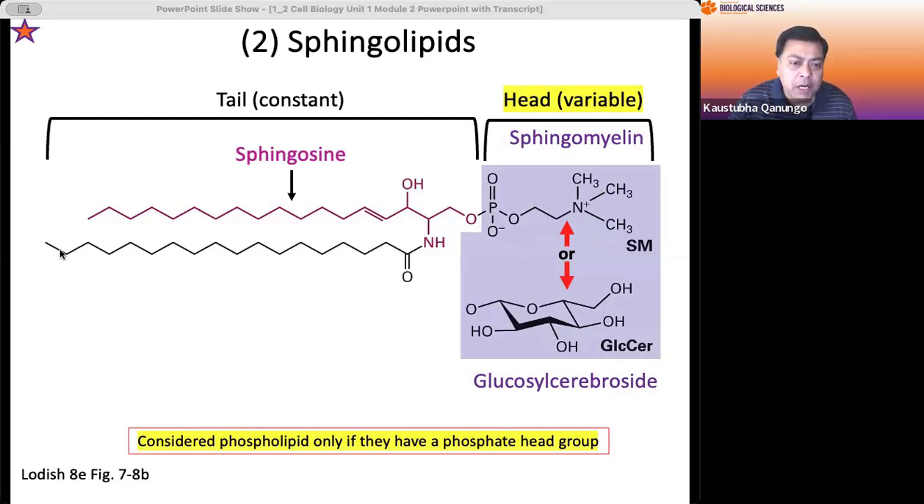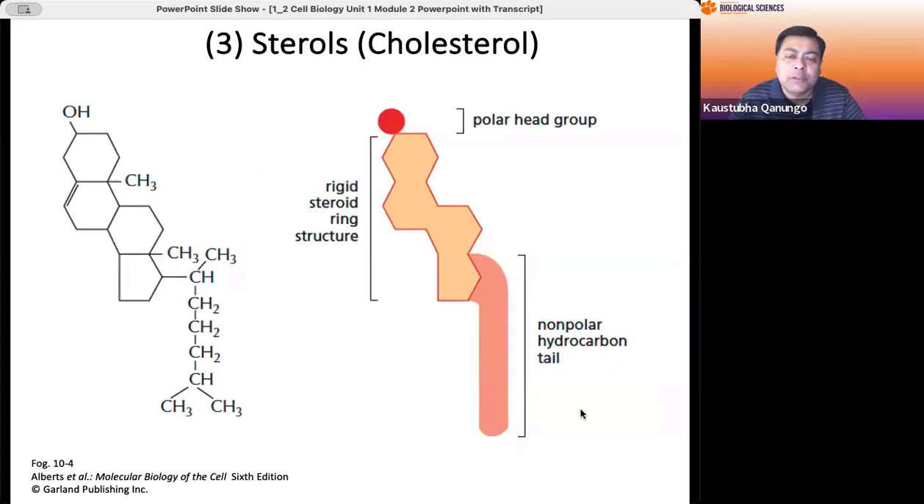Remember that this is the non-polar or the hydrophobic part. This is the polar or the hydrophilic head group. And if it contains phosphate, it's considered as a phospholipid. So this is a structure, the third type.